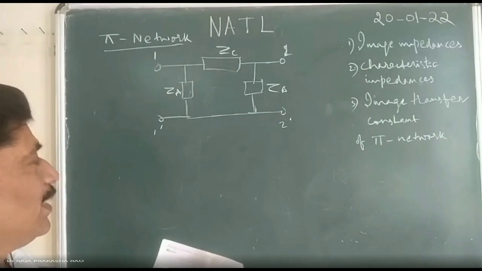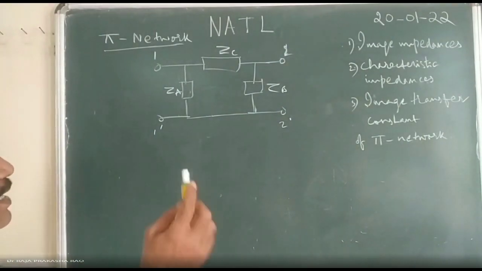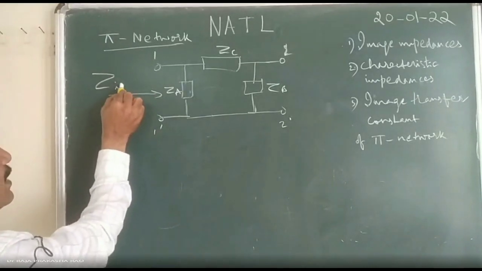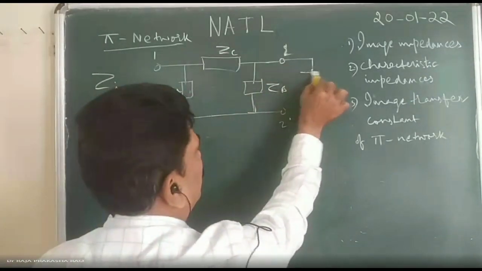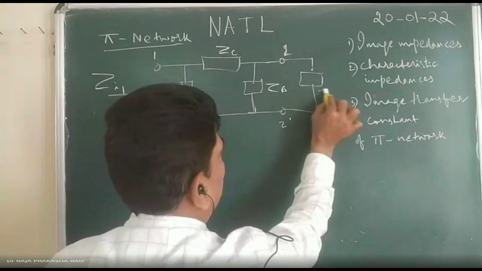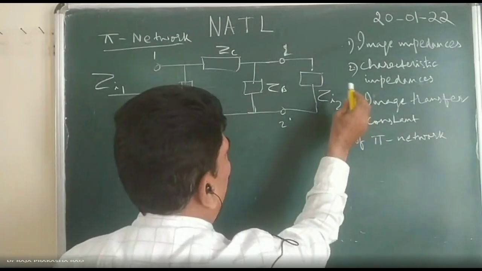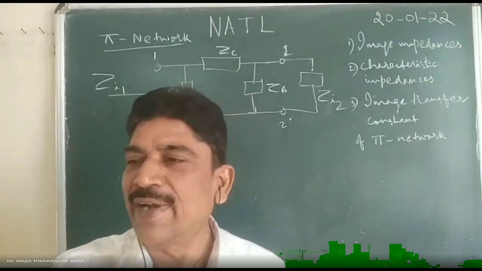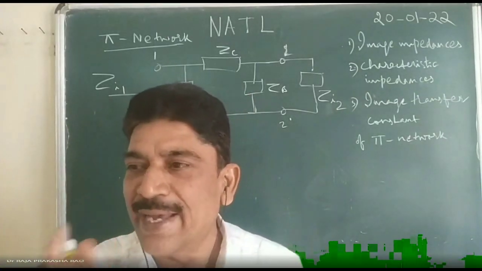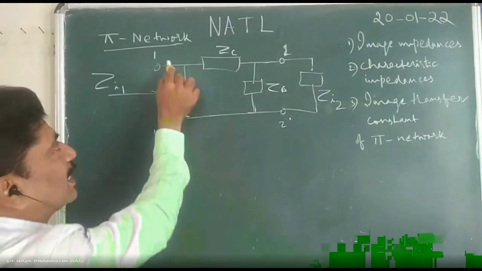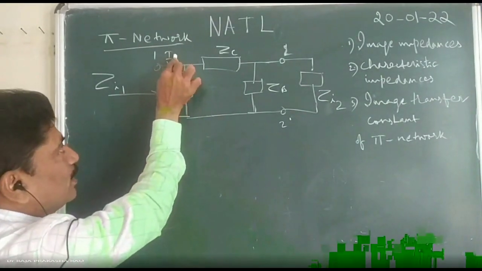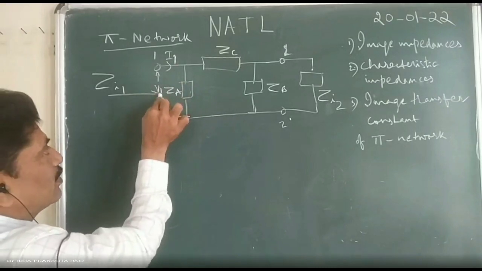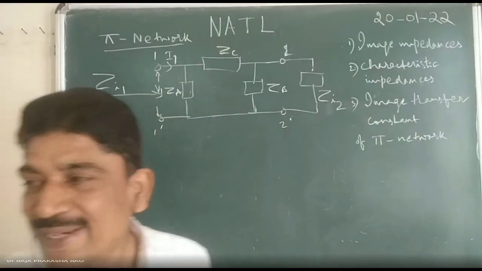Let us find out the image impedances now, ZI1 and ZI2. I told you, for finding ZI1, you connect ZI2 across the second port. Try to remember this point. For finding ZI1, we connect ZI2 across the second port and then find out ZI1 from the first port. Assume the current I1 is flowing into the network like this, and the voltage across it is V1. So V1 by I1 will be ZI1 now.